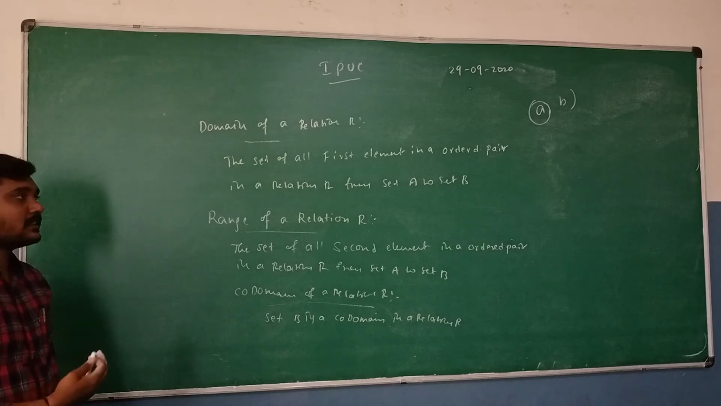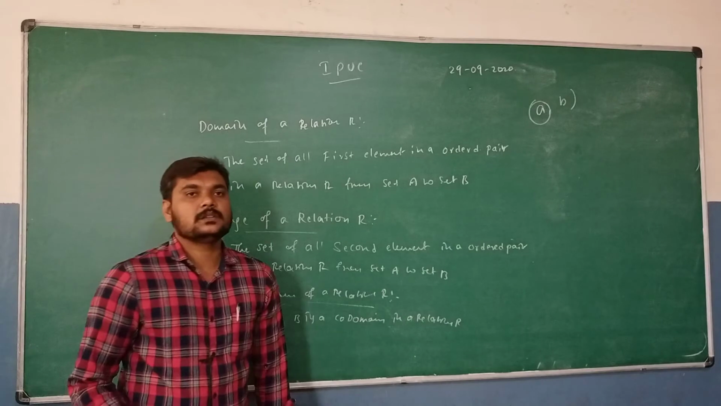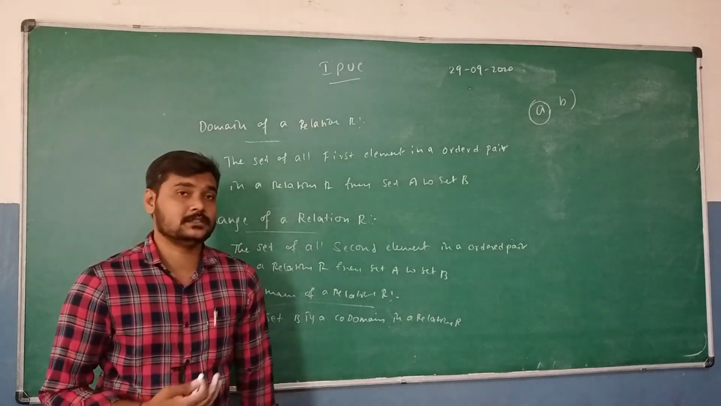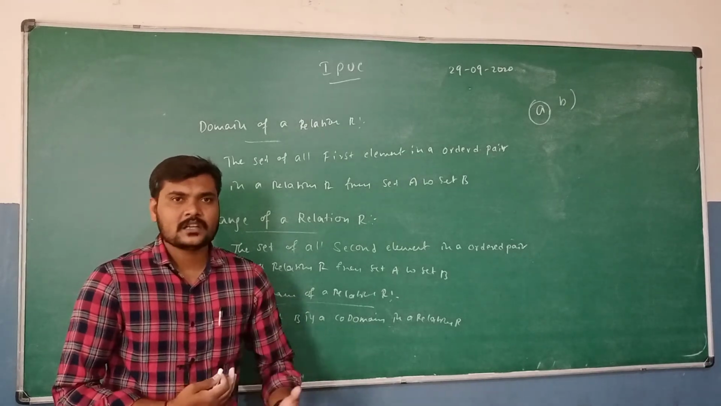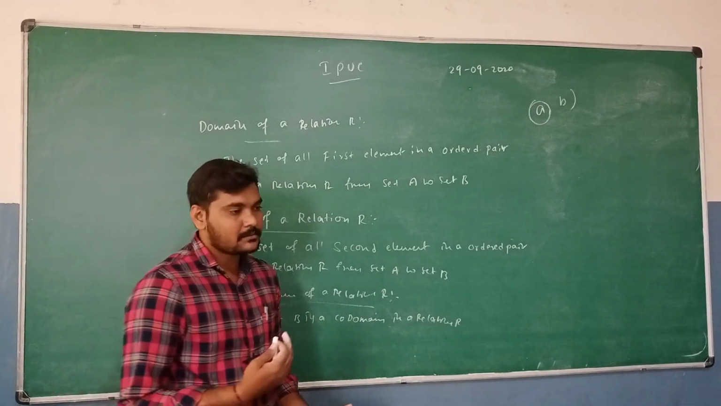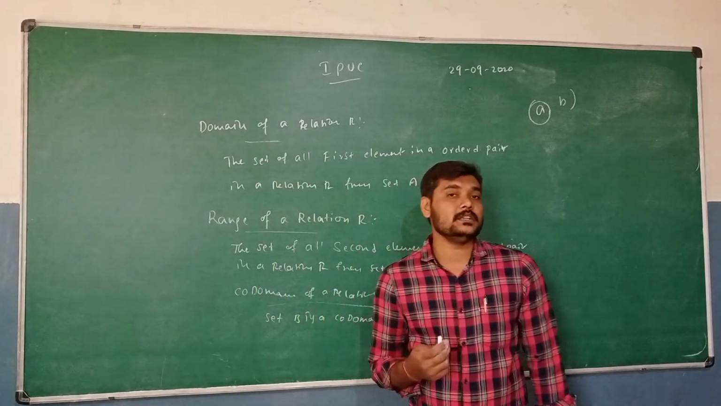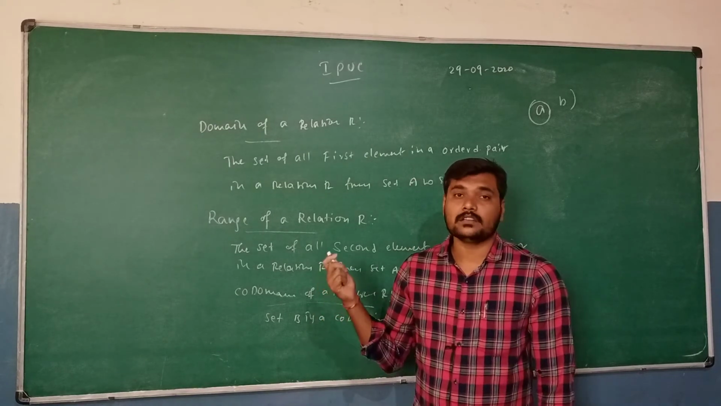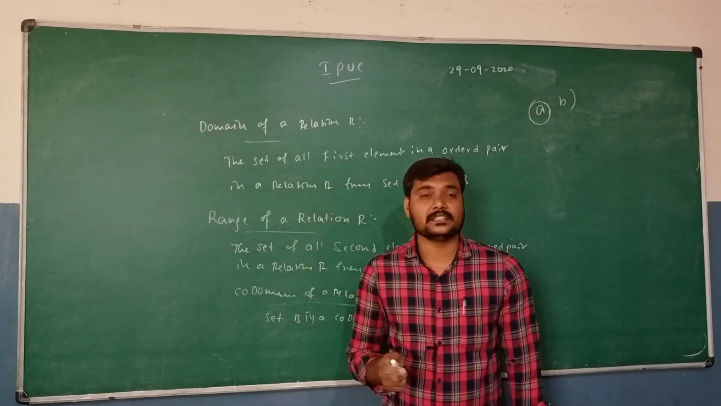Here a relation is a subset of the Cartesian product A cross B. So an element present in a relation R is in the form of an ordered pair, for example x comma y, or a comma b. When you consider an ordered pair a comma b, the first element is going to be the domain, the second element is going to be the range of relation R, and the complete set B is going to be the codomain.